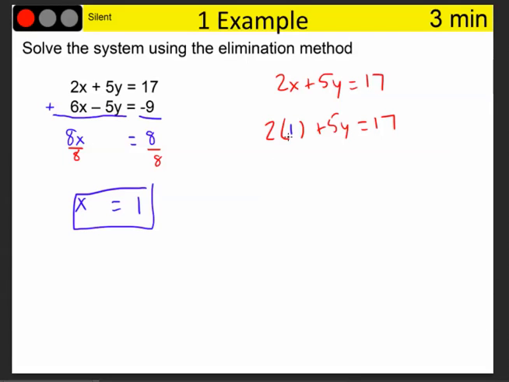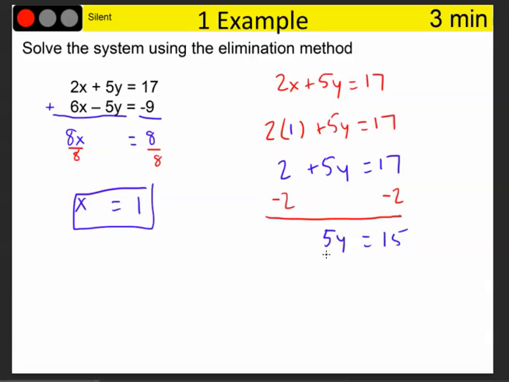Now I get 2 times 1 is 2, plus 5y equals 17. Can subtract 2 from both sides. So get 5y equals 15. And then divide both sides by 5. We get y equals 3. So then my solution is (1, 3).